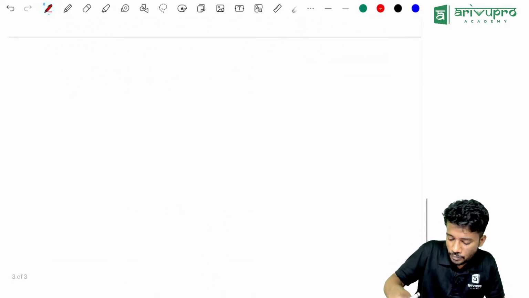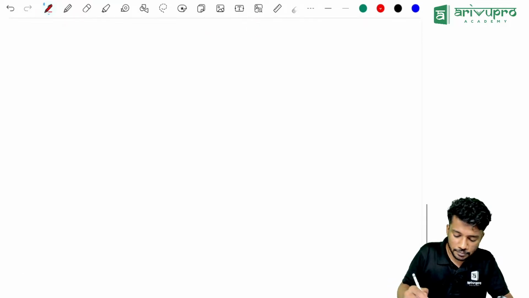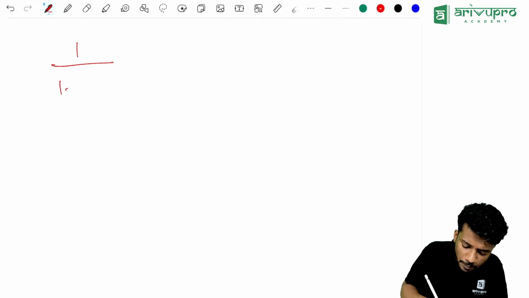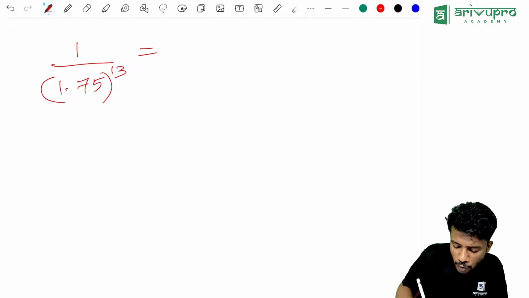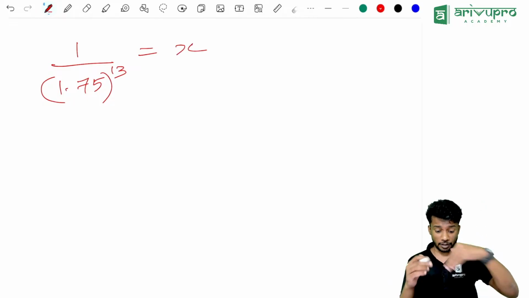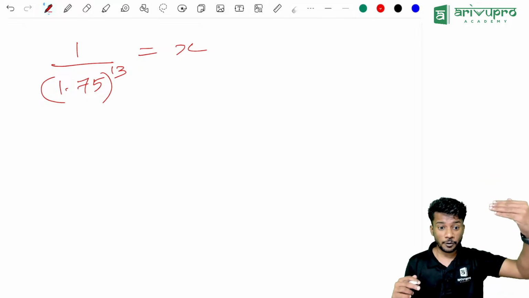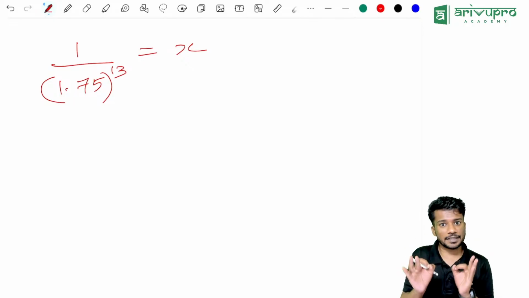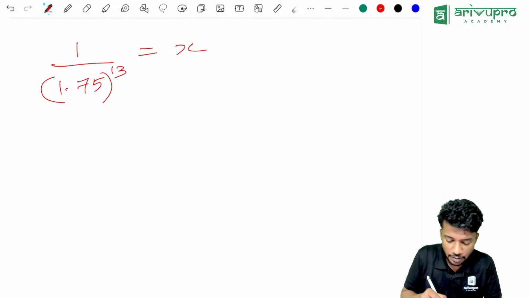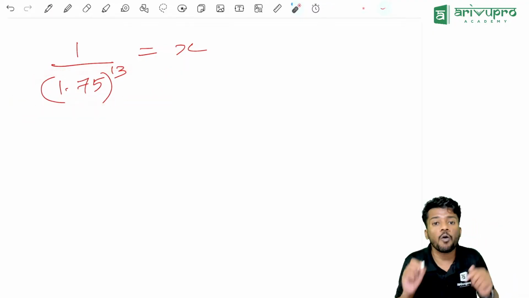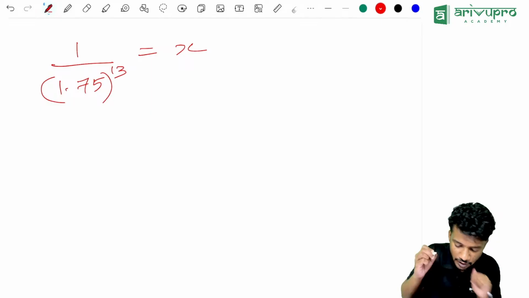Now, if it is like this, 1 divided by 1.75 to the whole power 13, which is equal to x, how will you find it? You will think, sir, should I first take that denominator to the numerator and all? Should I do it that way? Is that the method? Actually, it is the method, but while doing it on the calculator, first we will find this value.